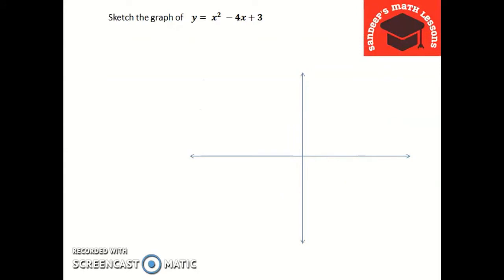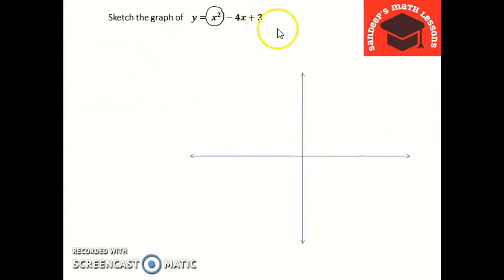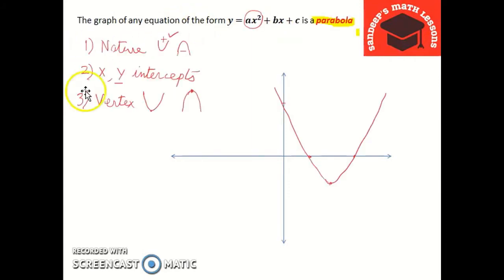Sketch the graph of y equals x square minus 4x plus 3. Since it is a positive x square, the nature is positive, which means it opens upward. So the first step is done. We have identified that the graph opens upward like this. It should be a U-shaped curve, right? Second is to find the x and the y intercepts, right?